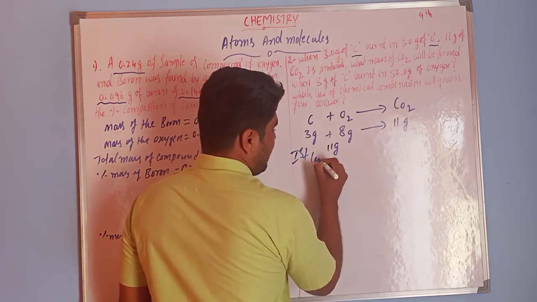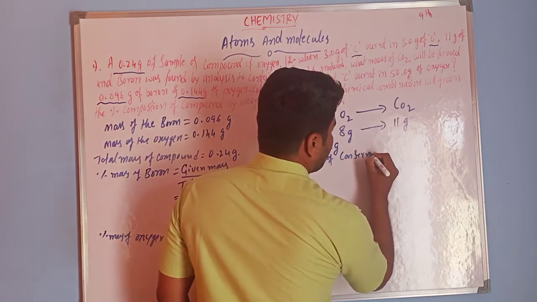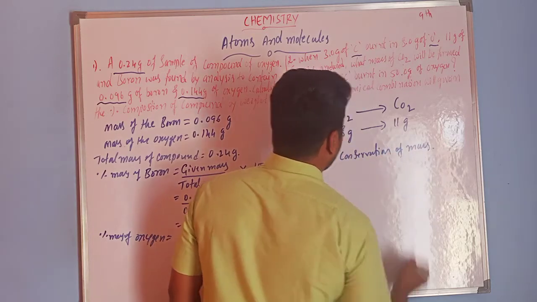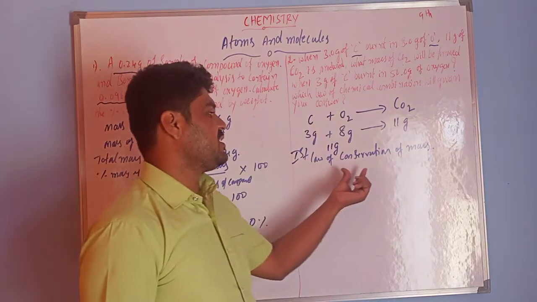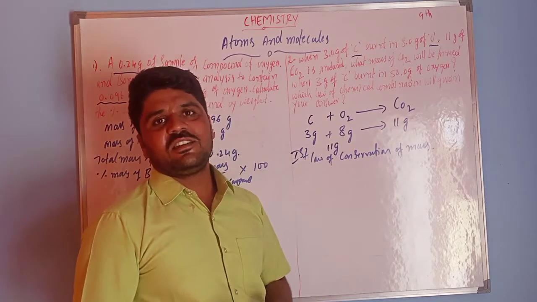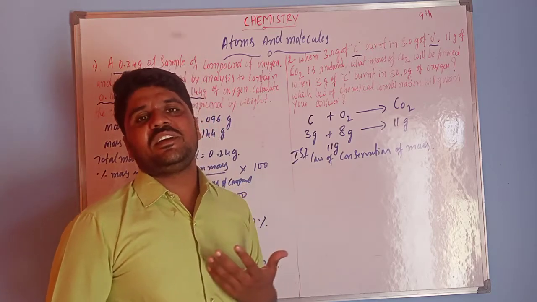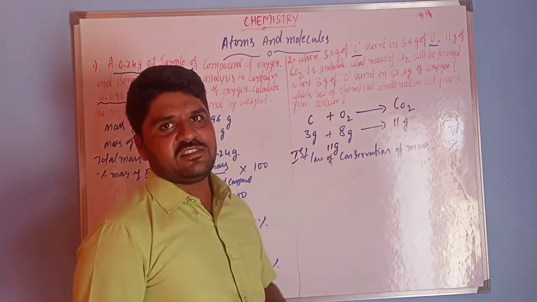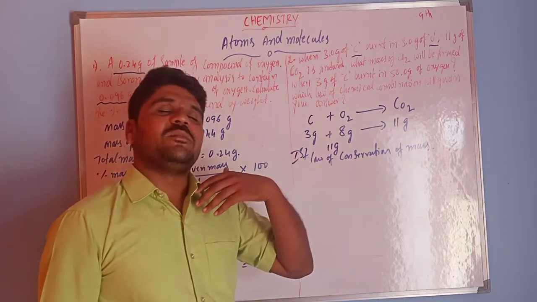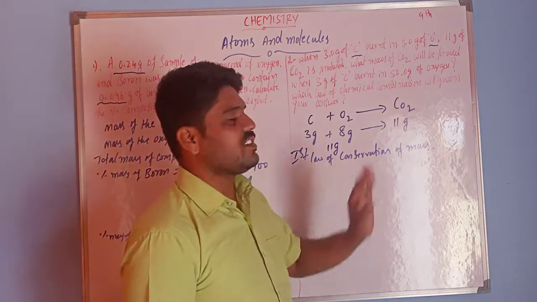First law of conservation of mass. What does it state? The first law of chemical combination is the law of conservation of mass. Mass in a chemical reaction can neither be created nor be destroyed. This is the first law of conservation of mass.